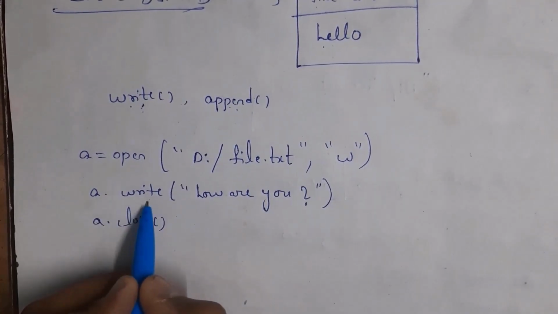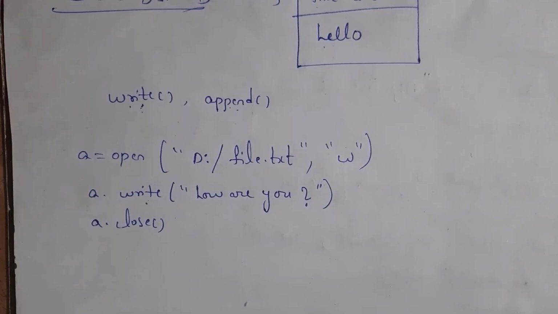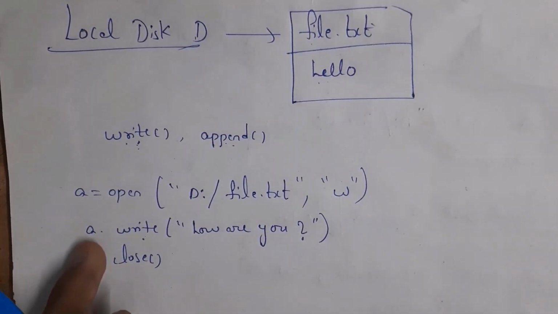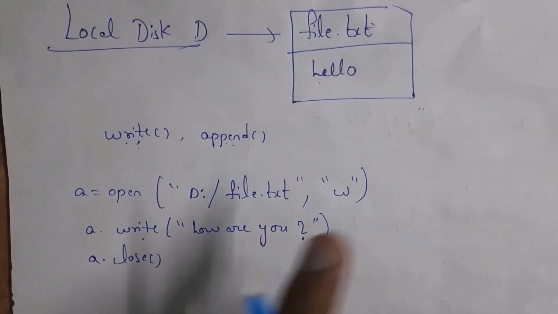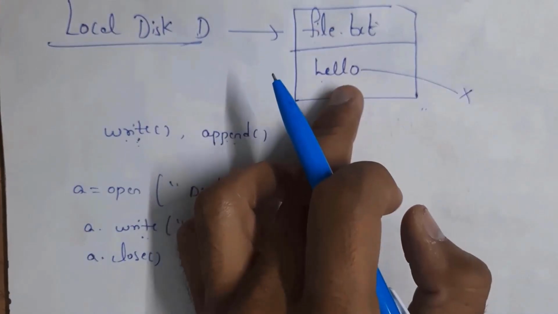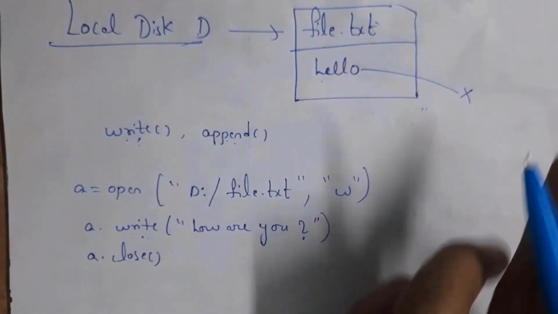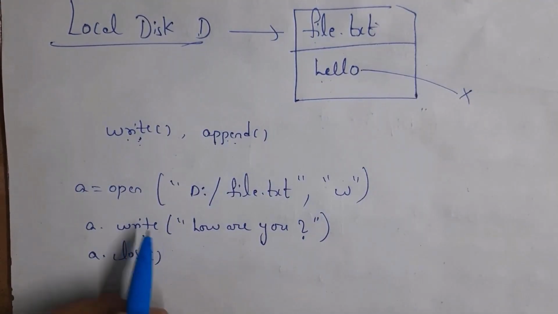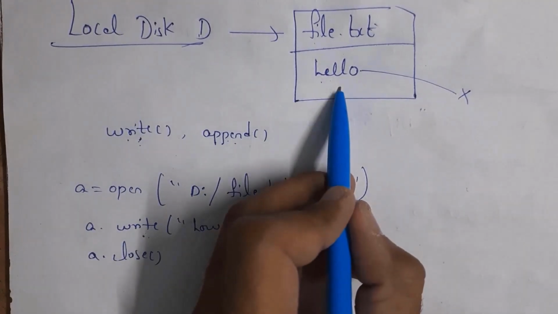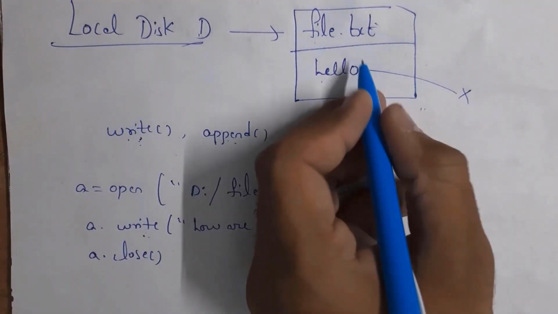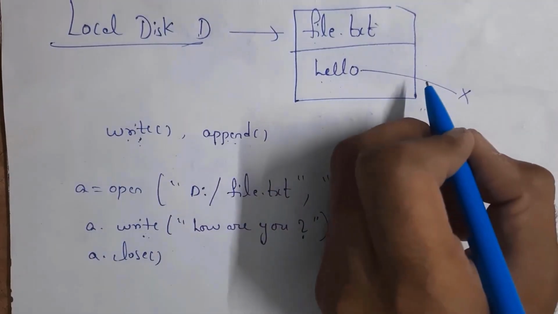What this write method will do is, it will delete previous data which is present in my file and will add new data. So whenever I write here a.write of how are you, my file contains hello. So it will delete this hello and it will add how are you into my file. Write mode will delete previous data which is present in my file and it will add new data. Now my file contains how are you.